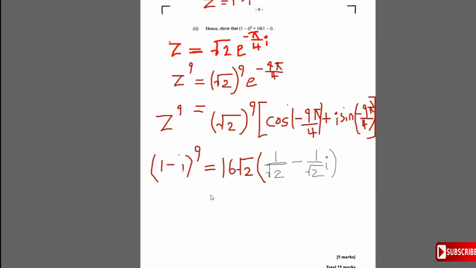And finally, all you have to do now is expand the root 2, and so you're going to get 16 times root 2 multiplied by 1 over root 2 is 1, minus root 2 times minus 1 over root 2 is minus i. So we finished. So we proved it. Nice. That takes care of question 1. No issues. Moving right along.